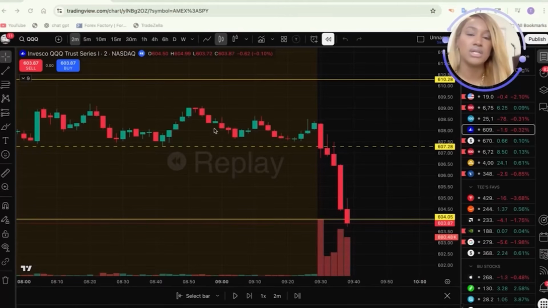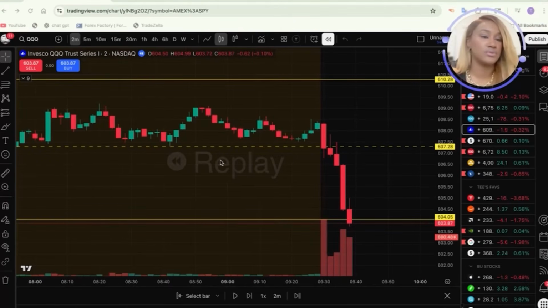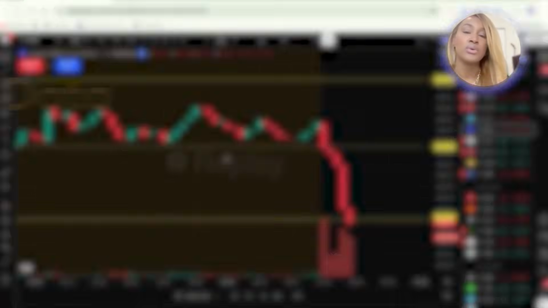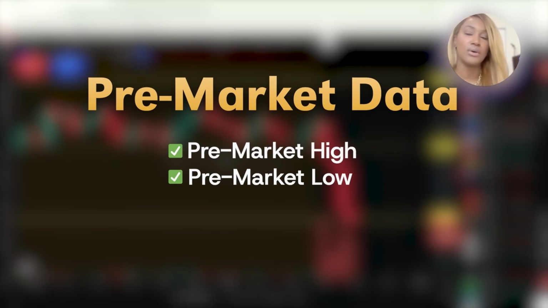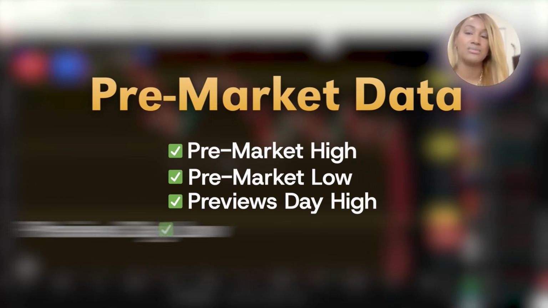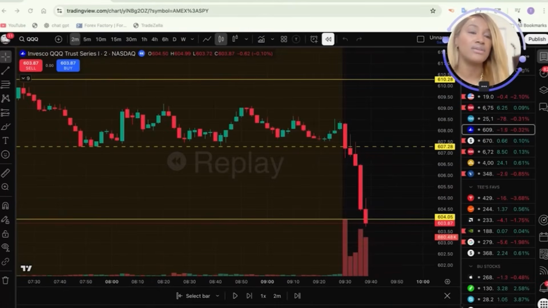So the first thing you need to make sure you have on your charts, which we should know by now in regards to critical levels, we need to have a few on our charts. So we need to have pre-market data, we need to have pre-market high, pre-market low, and also previous day high and previous day low.